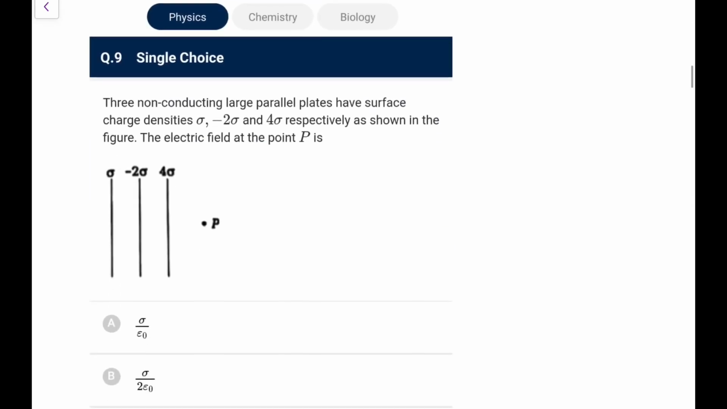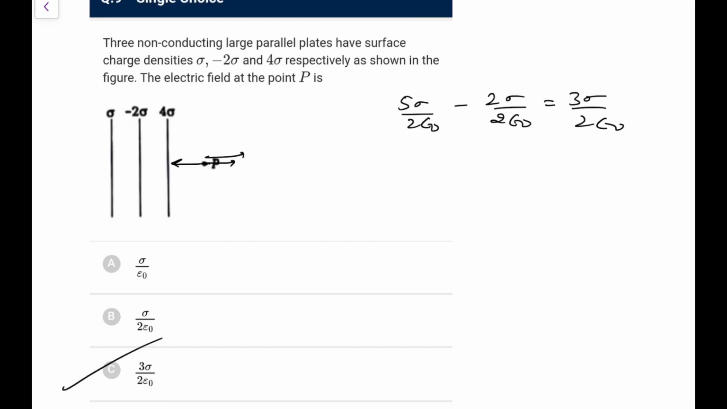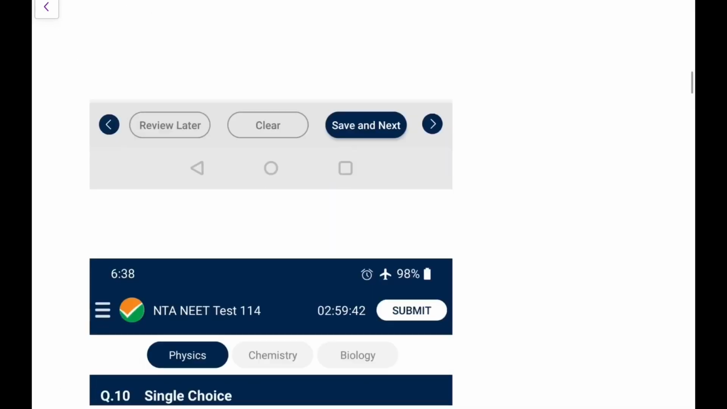Next one: three non-conducting large parallel plates have surface charge densities sigma, -2 sigma, 4 sigma; find the field at point P. Because they are non-conducting, the field is sigma by 2 epsilon naught. For the first one the field would be towards the right, for the second towards the left, for the third towards the right. So the field would be E1 plus E3, that is 5 sigma by 2 epsilon naught, minus 2 sigma by 2 epsilon naught, that is 3 sigma by 2 epsilon naught towards the right. Go for option C.